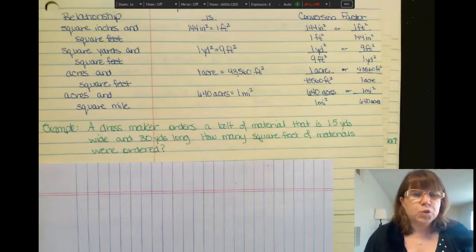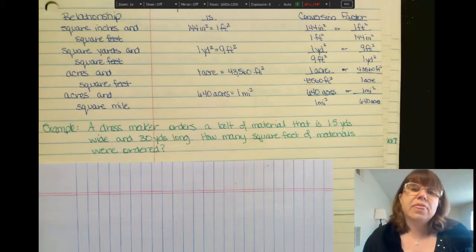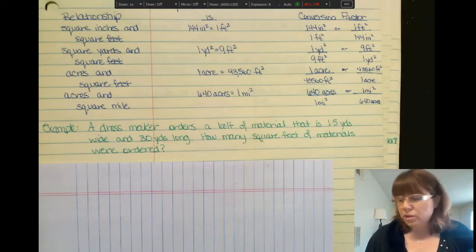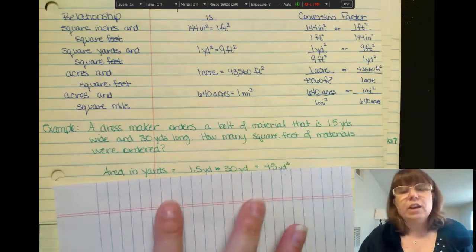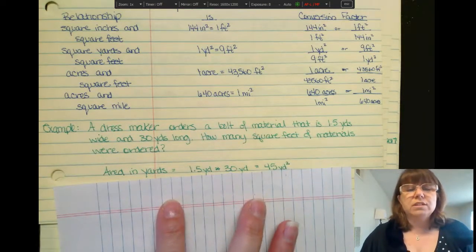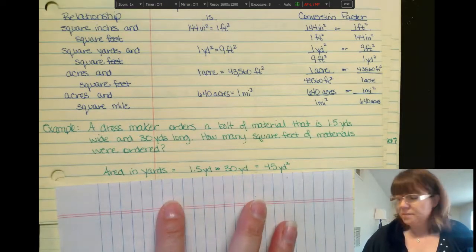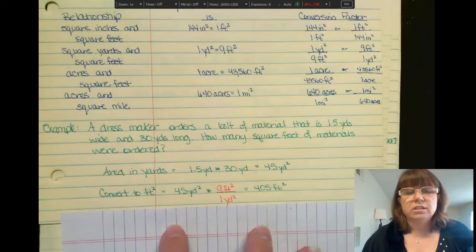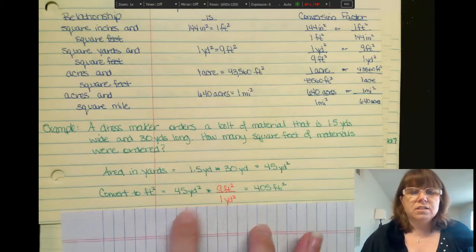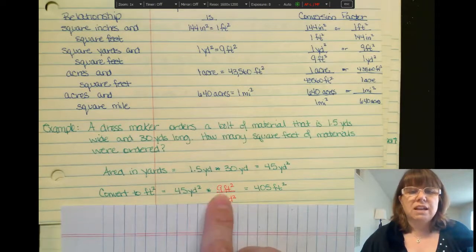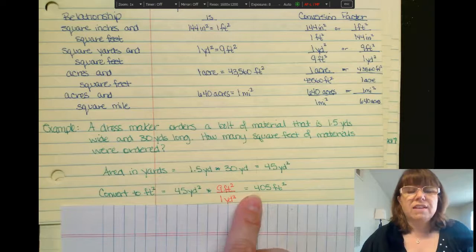Here's an example. A dressmaker orders a bolt of material that is 1.5 yards wide and 30 yards long. How many square feet of material was ordered? So first, the area in yards is going to be 1.5 yards times 30 yards, giving us 45 yards squared. Now we use our conversion from yards to feet. So 45 yards squared times 9 feet squared over 1 yard squared. The yard squared will cancel out, giving us 405 feet squared.